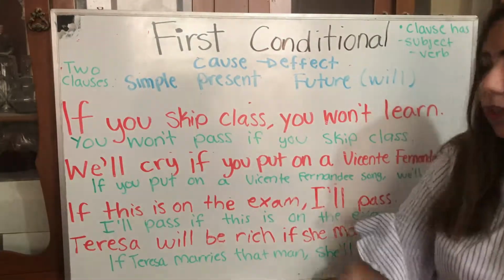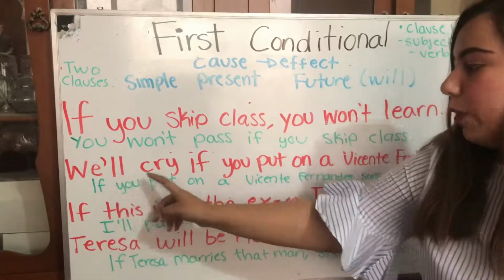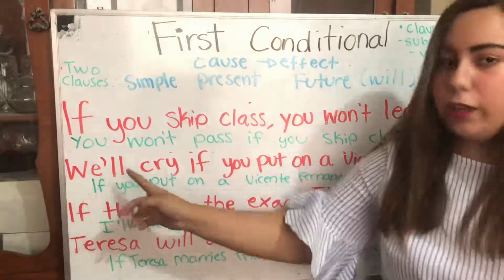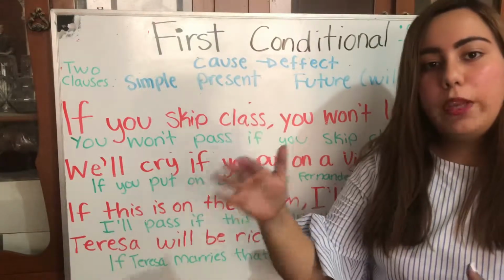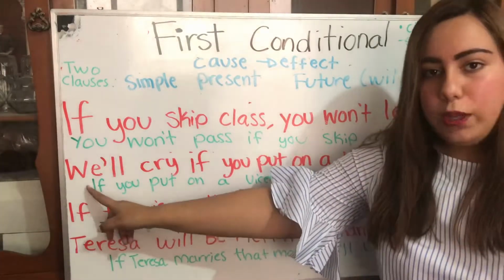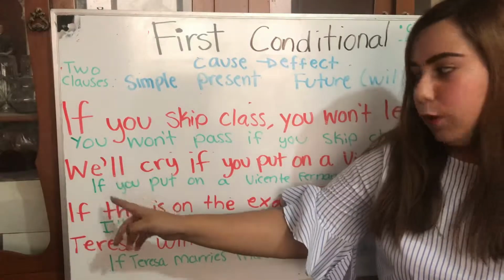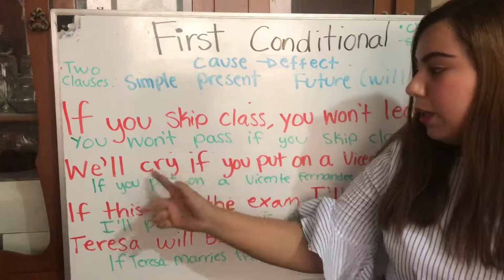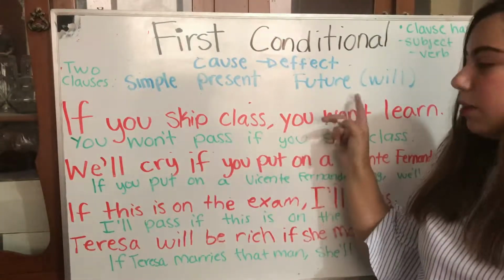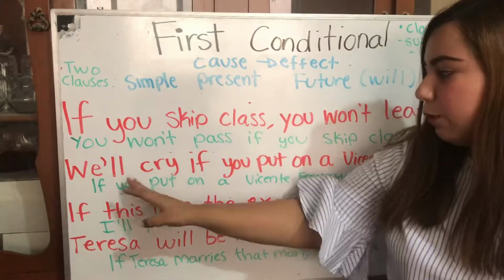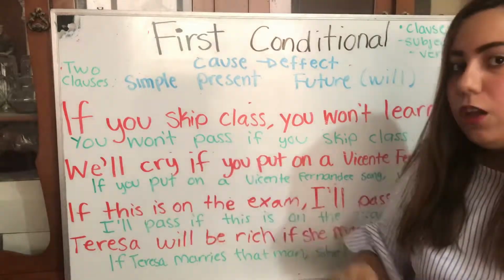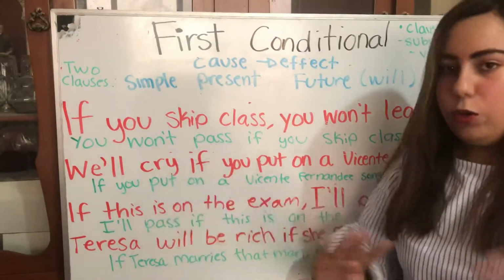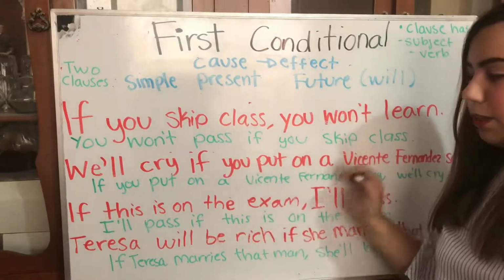Okay, perfect. Now, the second example, we'll cry if you put on a Vicente Fernandez song. Okay, so we have we'll. This is the contraction of we will. Subject we, modal verb will, and the verb in base form, cry. We will cry. So here we know that this is the effect. The effect is in future, so we began with the effect. So here, obviously, no comma. We only separate with if. No comma, if, and this is in present.